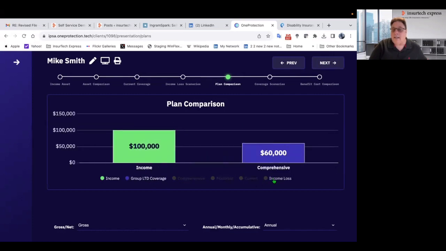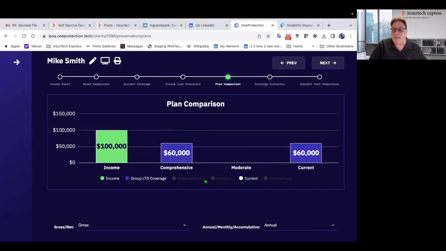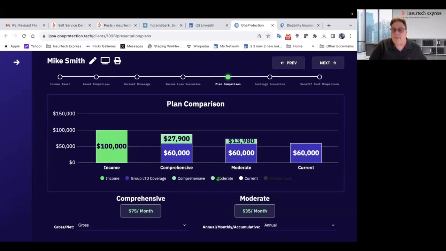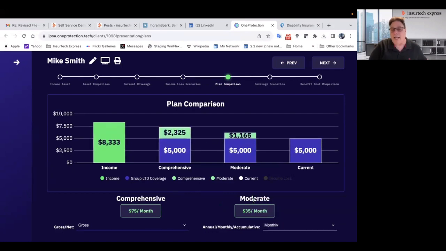looking at our income loss again, our current situation with the two coverages. We've got the comprehensive and the moderate. Remember, the comprehensive coverage from Principal is $75 a month, and the moderate is $35 a month. In this situation, we are picking up another $13,980 just paying $35 a month. And on the comprehensive side, for paying $75 a month, we pick up $27,900.